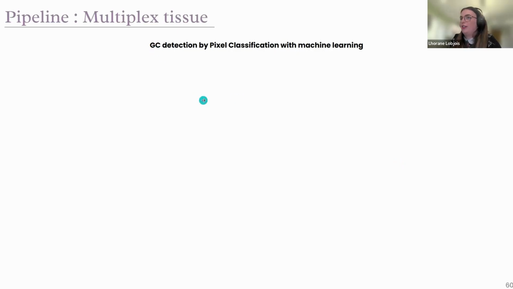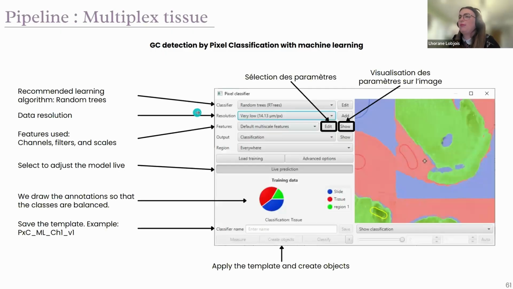After that, on my big tissue, I would like to detect the germinal center by pixel classification with machine learning, because I haven't shown you that yet. I haven't shown you the path, but it's on Classify, Pixel classification, and you have pixel classification by machine learning or something like that. And you have a lot of settings again, quite similar to the ones we saw.